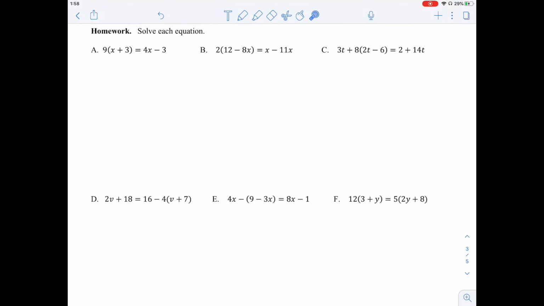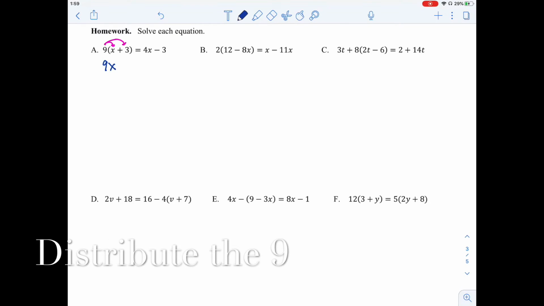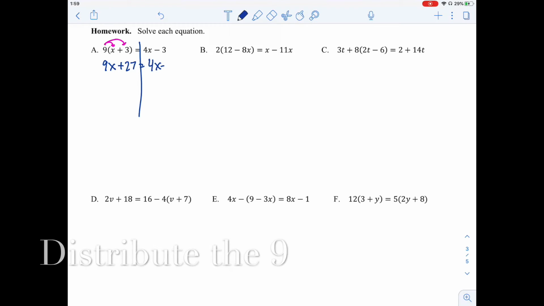Okay, a few examples from the homework. So we want to do letter A. We're going to simplify first, right? That's our first step. Distribute. So 9 times x, 9x. 9 times 3 is 27 equals, and then bring down 4x minus 3.